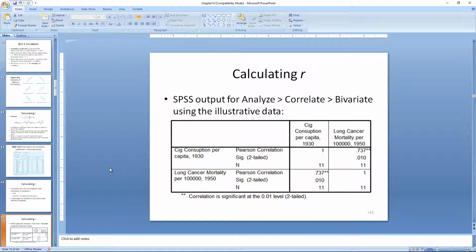If we were to put our data into SPSS, this is what it would pop out looking like. And as you can see here, there is Pearson's correlation, 0.737. That is our r value there.